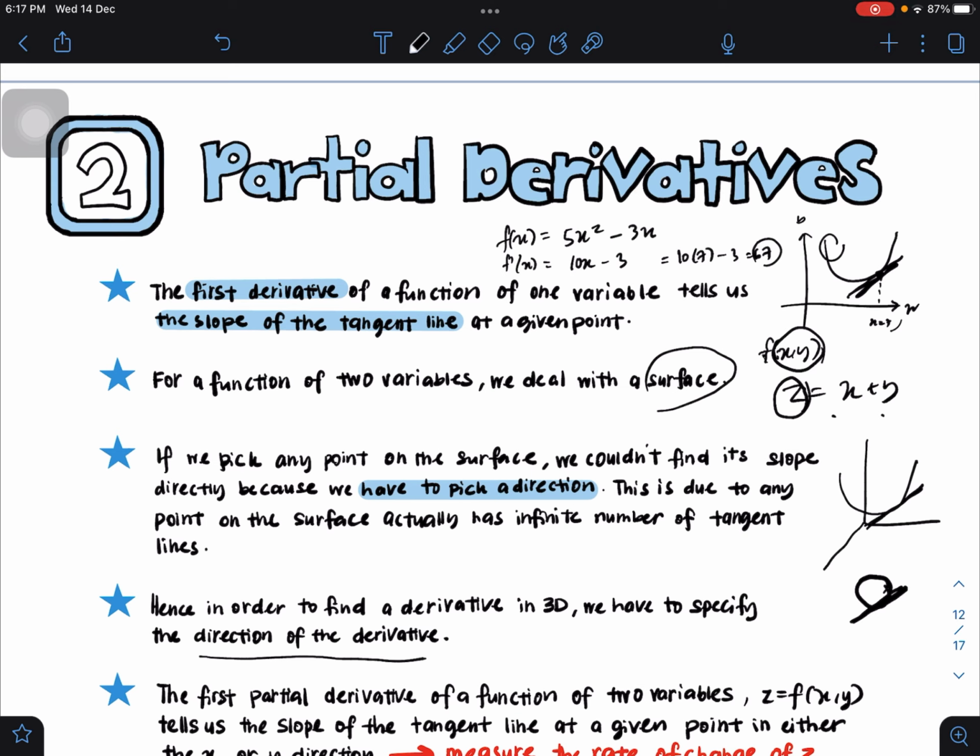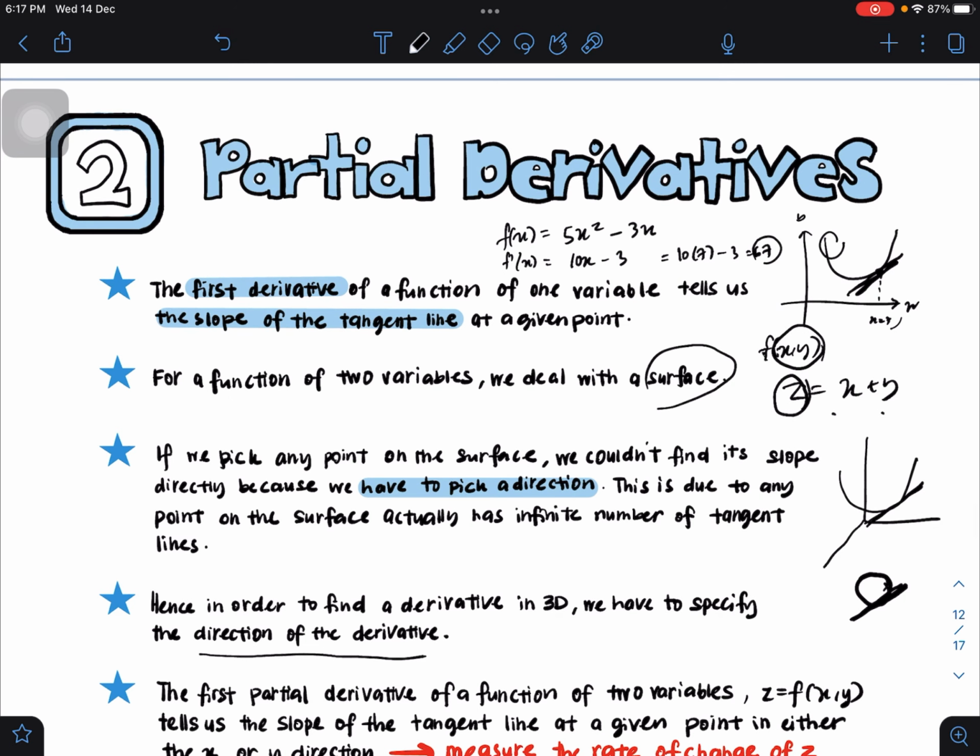So, how to specify the direction of the derivative? What is the meaning of specifying the direction of the derivative? If you have a function of two variables, for example, a function of x and y, you only have two directions here. Either it's in the direction of x or it is in the direction of y. If it is in the direction of x, you will get fx, meaning the f is in the direction of x. And if you want the slope to be in the direction of y, you will write it as fy.